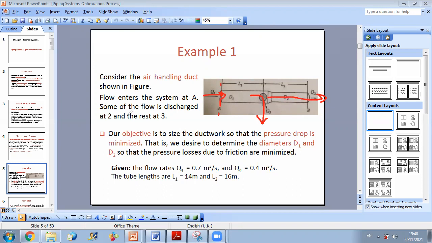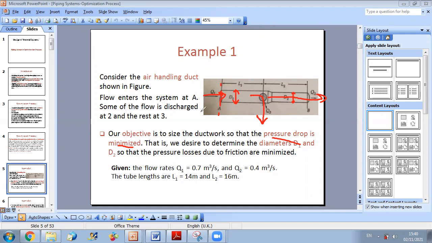So now the objective is to size the ductwork so that the pressure drop is minimum. Here in the sizing process we have two parameters, D1 and D2. We should select the appropriate diameters D1 and D2 in order to reduce the total pressure losses. Okay, so from this question it's clear that we need to minimize the pressure loss. So the first step will be to express the pressure loss as a function of D1 and D2.